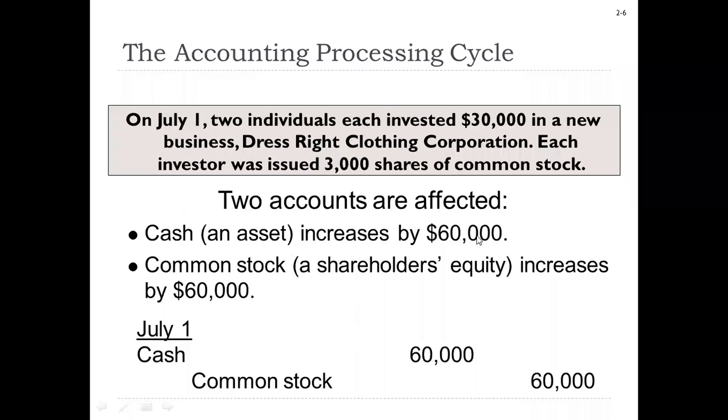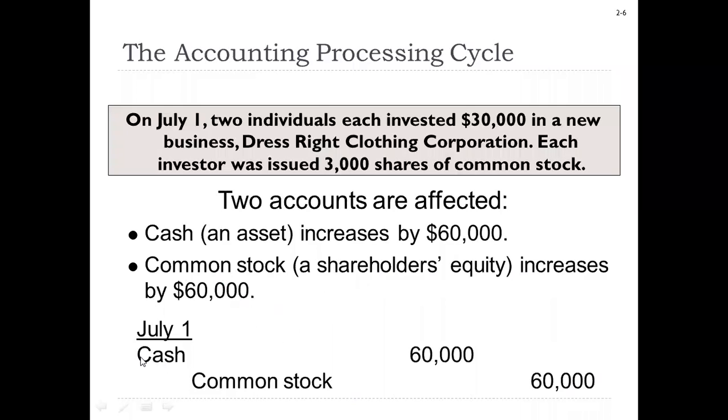And the other thing that happened is common stock was given to the two individuals. So $60,000 of common stock was issued. So that common stock account increased by $60,000. So the journal entry that we make in the journal is going to look like this.